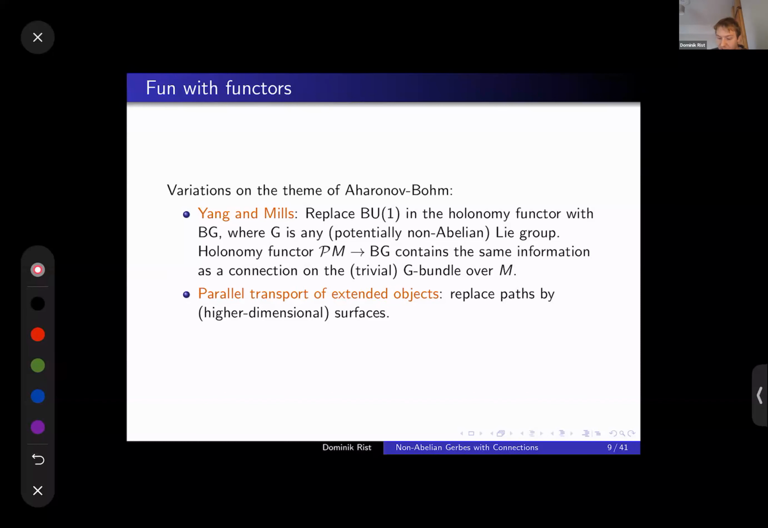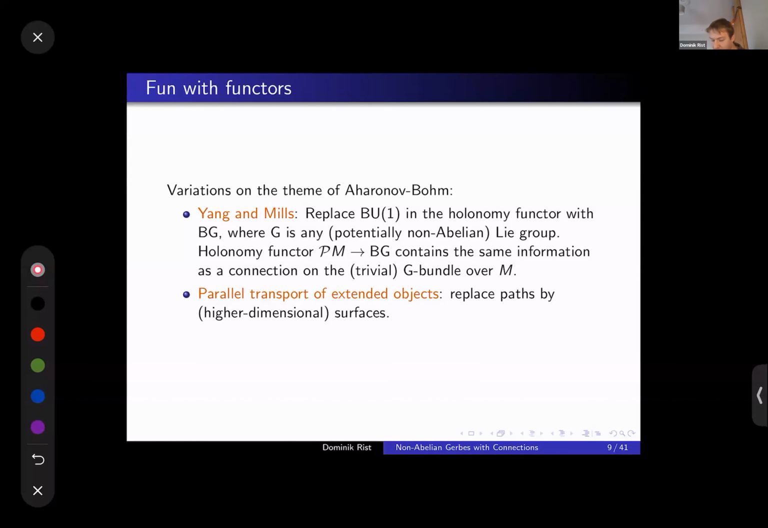And it turns out that the holonomy functor from the path groupoid of my spacetime, of my manifold M, into BG contains the same information as a connection on a topologically trivial principal G bundle over M. So once again, a connection on this bundle is encoded in the holonomy functor from the path groupoid of my spacetime into BG. This is an equivalent way of encoding a connection. So this is one variation, where you change your group U(1) to a potentially non-abelian Lie group G.